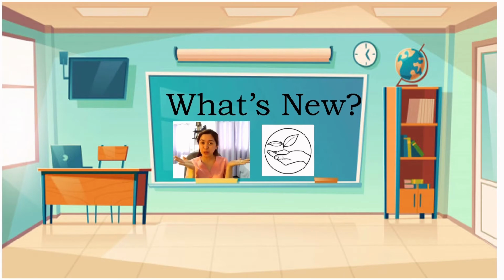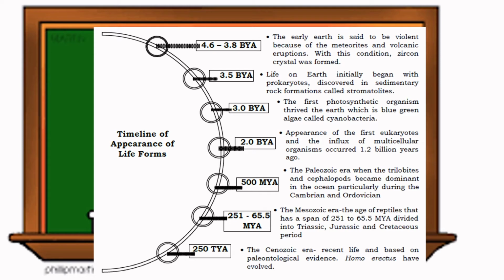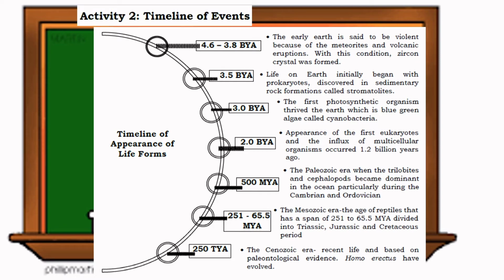Now let us proceed to what's new. In this portion, the new lesson will be introduced to you in various ways. Now we're going to do activity 2, Timeline of Events. It's on page 6 of your module. What you're going to do is simple. Read and analyze the timeline. Arrange the following pictures in order. Write number 1 to 6 under each picture to show the order of appearance of life forms on Earth. Are you ready? You can pause the video and read the timeline quietly.